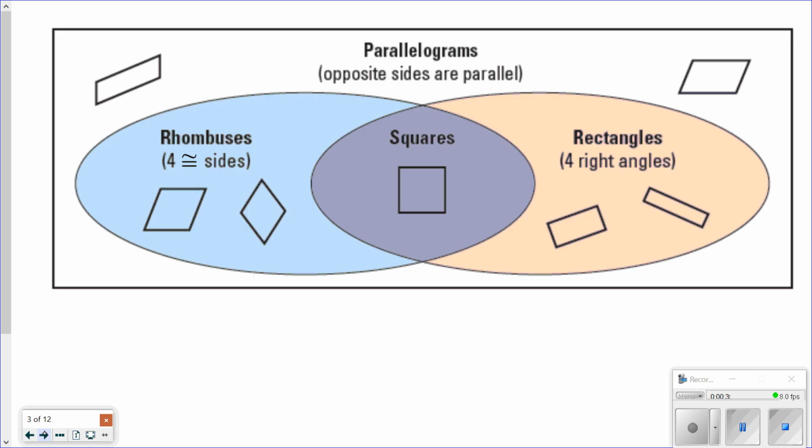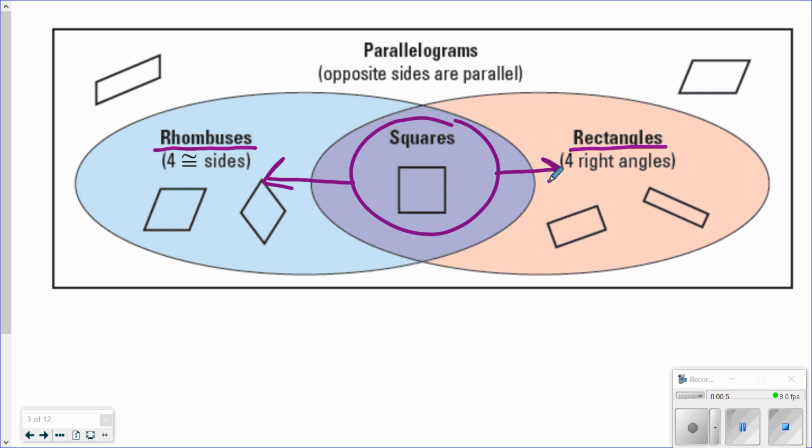So here's our little diagram of parallelograms. So we would see that we have rhombuses, which means they have four congruent sides. We have rectangles, which have four right angles. And then squares. We see that a square is also a rhombus, and a square is also considered a rectangle. But a rectangle is not a square, and a rhombus is not a square.